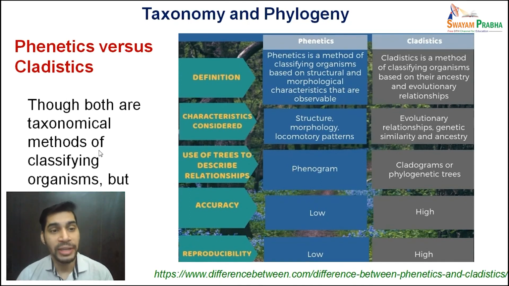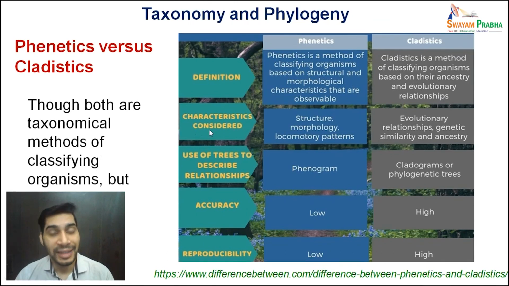Though both are taxonomical methods of classifying organisms, they do differ in certain characters. For example, if you see the definition of phenetics versus cladistics, phenetics is a method of classifying organisms based on the structural and morphological characteristics that are observable. So whatever characters you can see morphologically, based on that we try to classify the organisms under phenetics. Whereas in cladistics, we classify organisms based on ancestry and their evolutionary relationship. So these are things which we do not see as such.